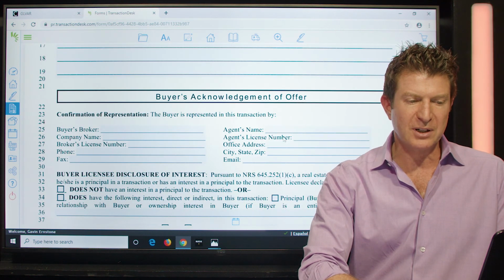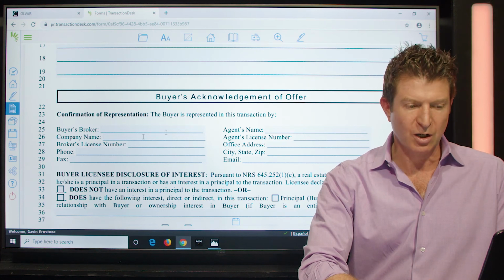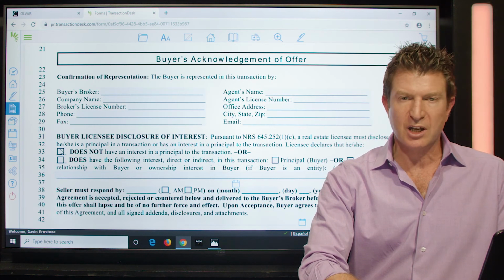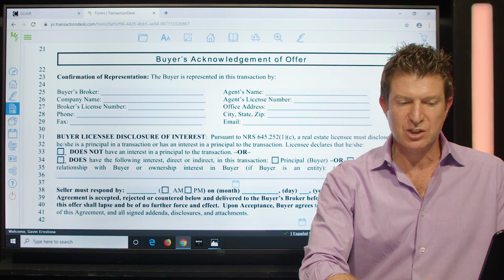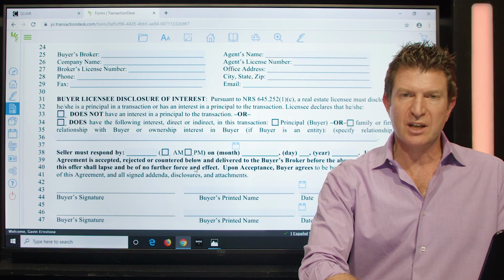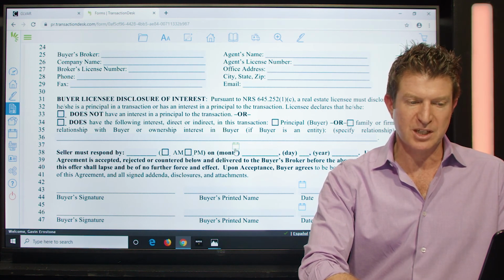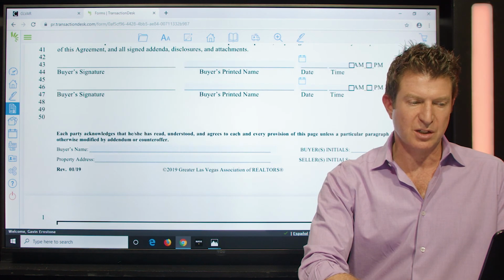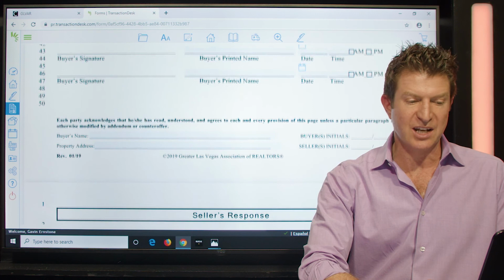And then going through, please complete all of this information here. All of your information representing the buyer goes in here. You also need to indicate whether or not you have an interest in this transaction. That's going right there. Please make sure that you indicate when you want the sellers to respond by. Sometimes this gets missed. It's very important that it goes in there. And then obviously this is the signature portion, needs to be dated and timed.